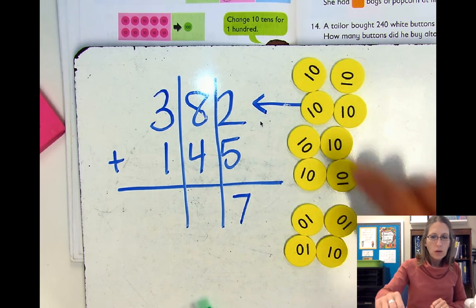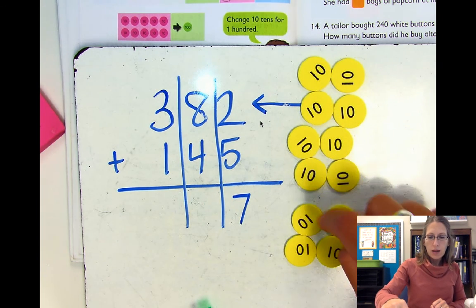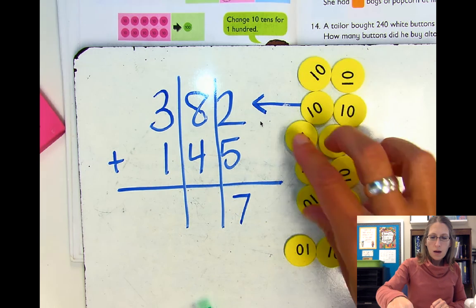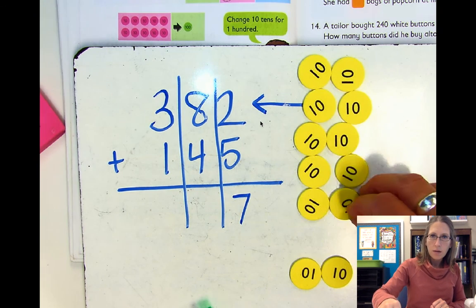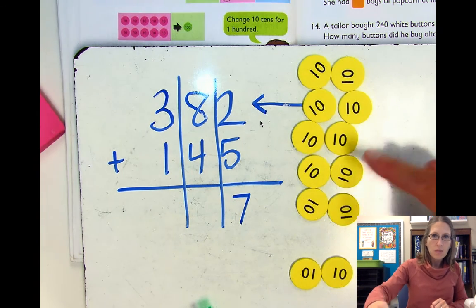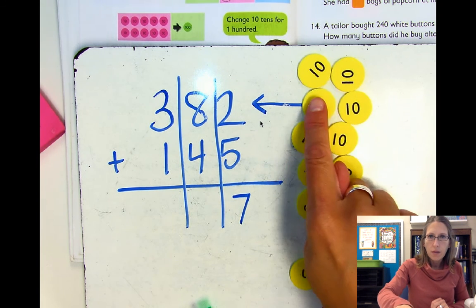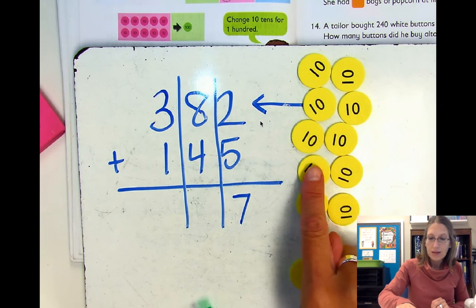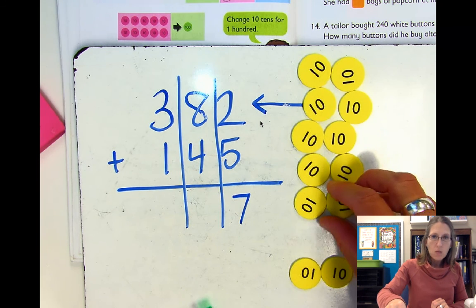What we can do is take 1, 2, 3, 4, 5, 6, 7, 8, 9, 10 tens, and we can rename this as 100. Now wait a second, is this the same as 100? Let's check. 10, 20, 30, 40, 50, 60, 70, 80, 90, 100. Yes, so this is the same as 100.